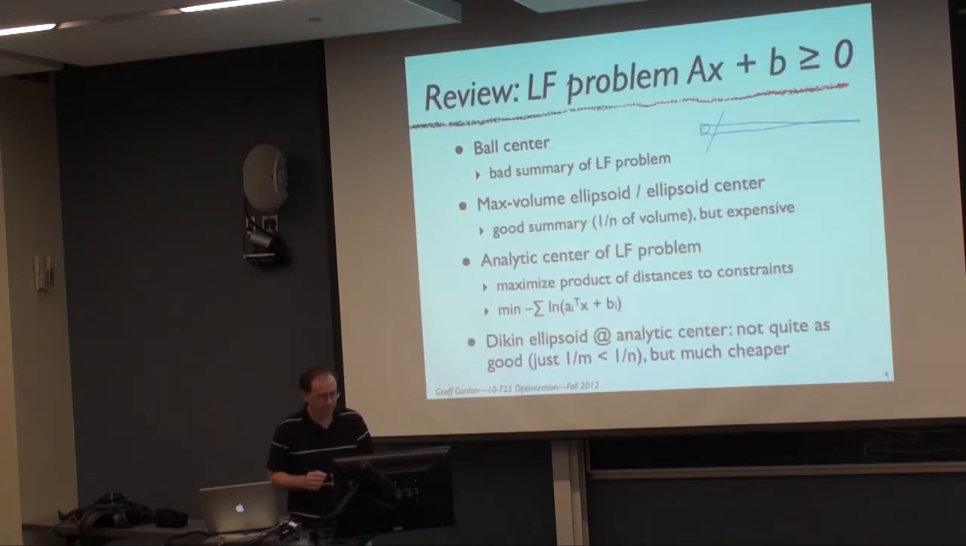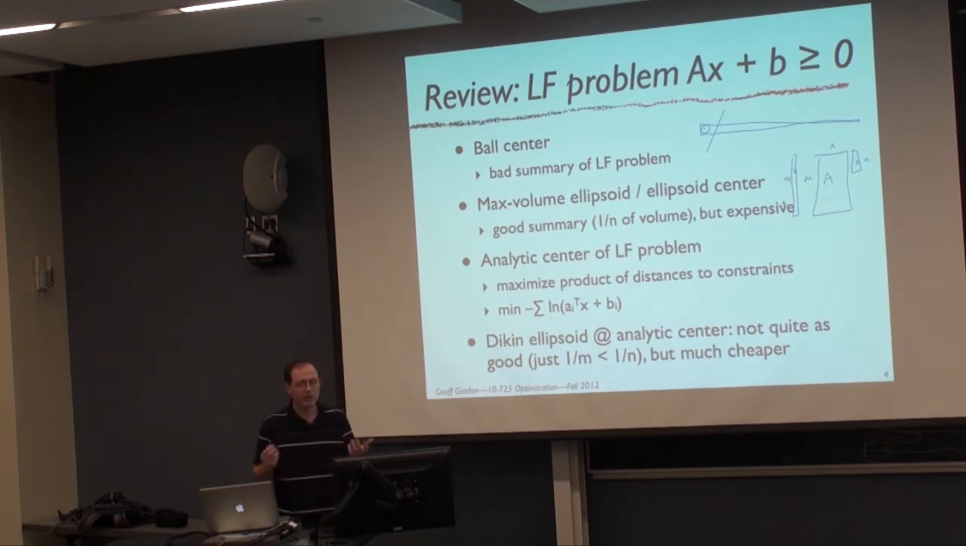All right. A little bit more review. We talked about the linear feasibility problem at the end of class. So that's Ax plus b bigger than 0 for some matrix A, which is m by n, right? And so we have an n vector x, and then we have an m vector b. I'll draw it here, and this is b, an m vector.